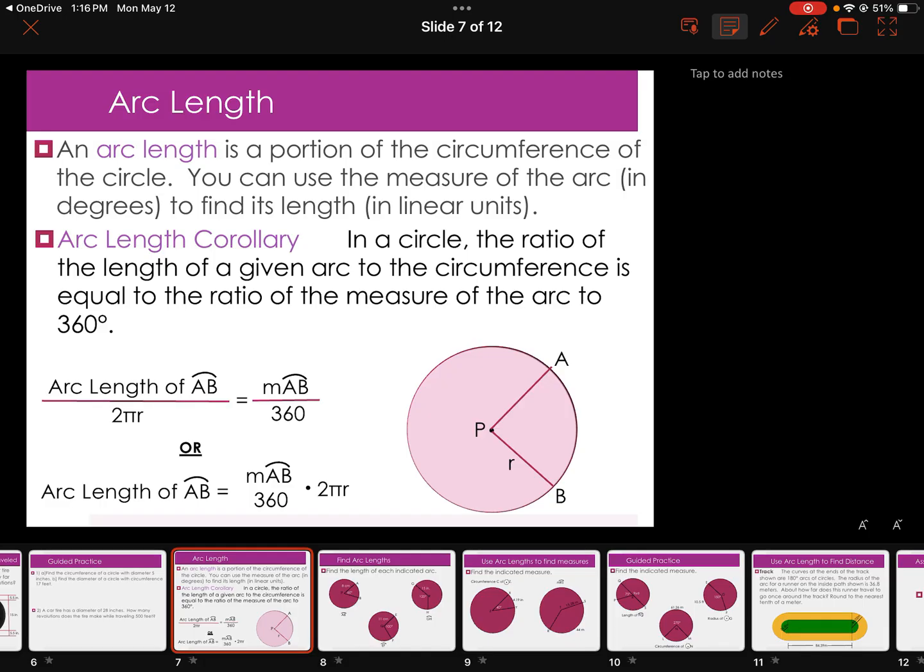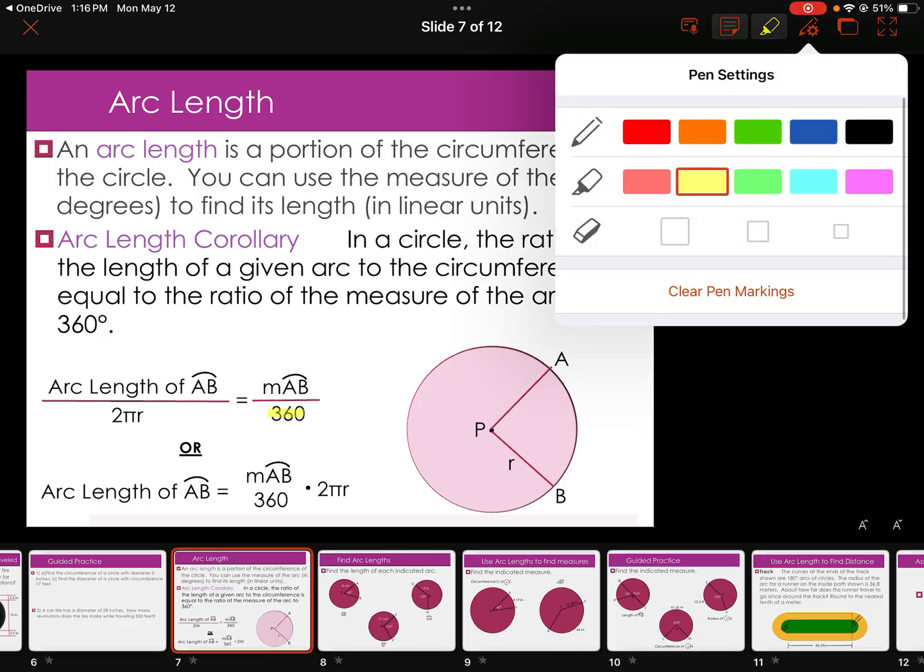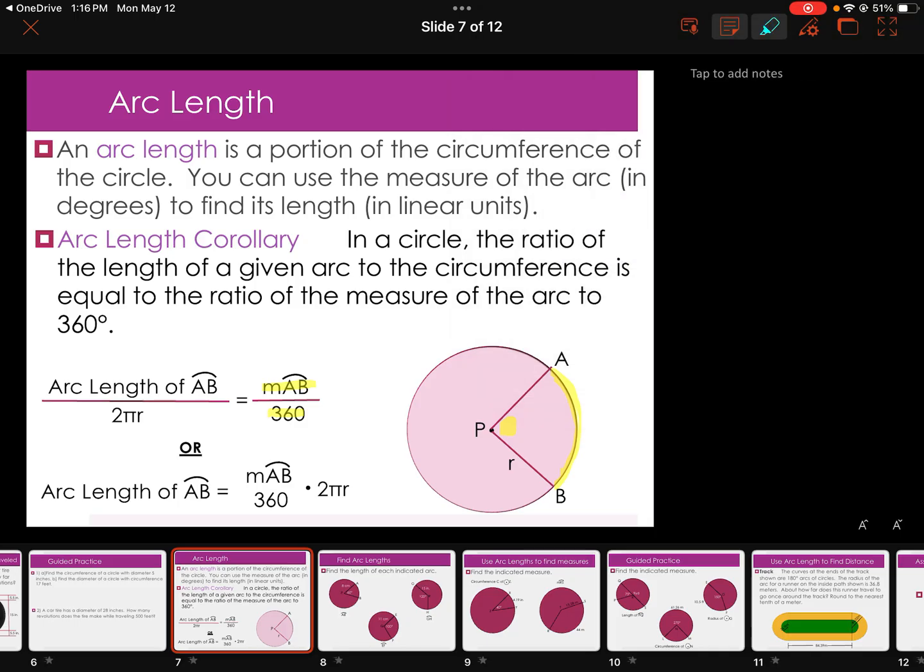So we're going to use this proportion. This is what the arc length corollary says. This number down here is always going to be 360. The measure of this central angle is always going to go here. So we have a central angle or an arc measure. Those are the same number. That goes on top, 360 goes on the bottom. Now that gives you the portion of the circle that you're going to use.